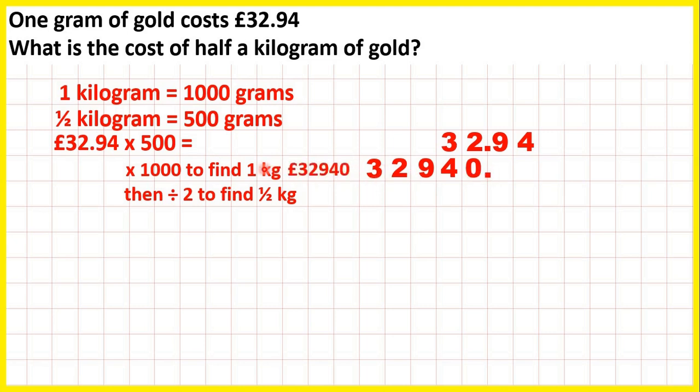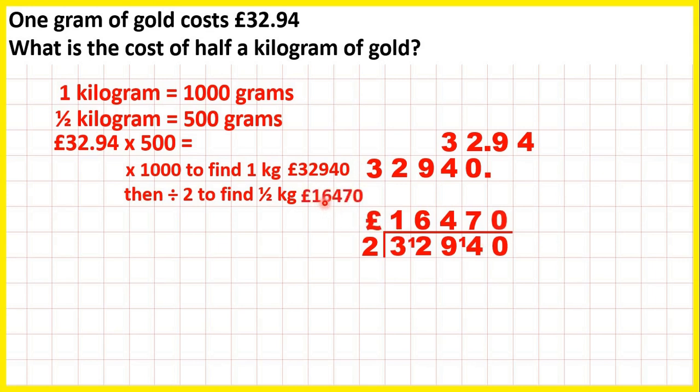So that means 1 kilogram of gold costs £32,940. But we want to find half a kilogram, so we need to divide that amount by 2, and that gives us £16,470. So that's our answer.